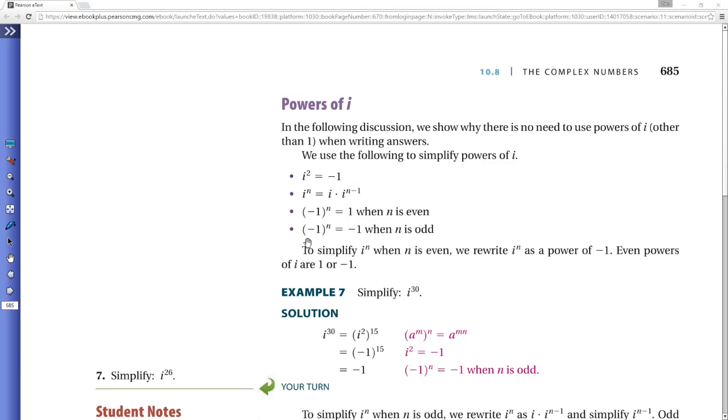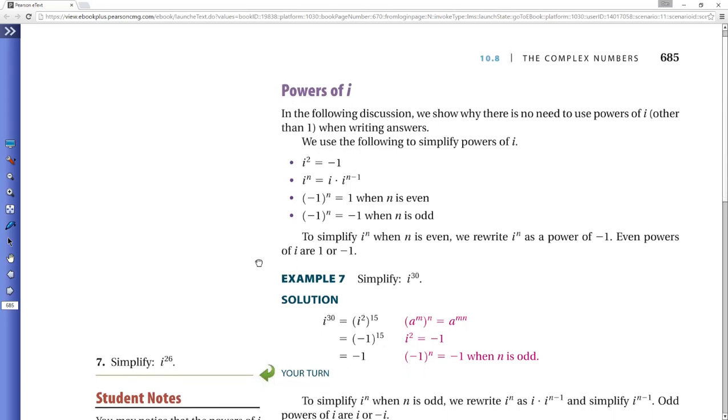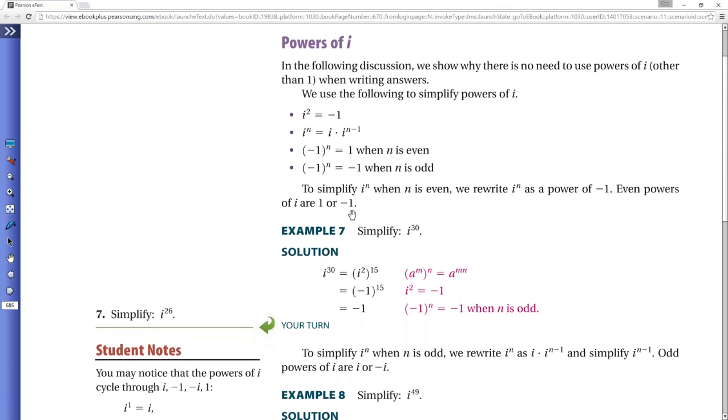And then they point out this -1 thing. It says if you have -1 to an even power, it's always a +1. And if you have -1 to an odd power, like the third power, you end up with -1. So using this information, we can set up a strategy to work with higher exponent values of i.